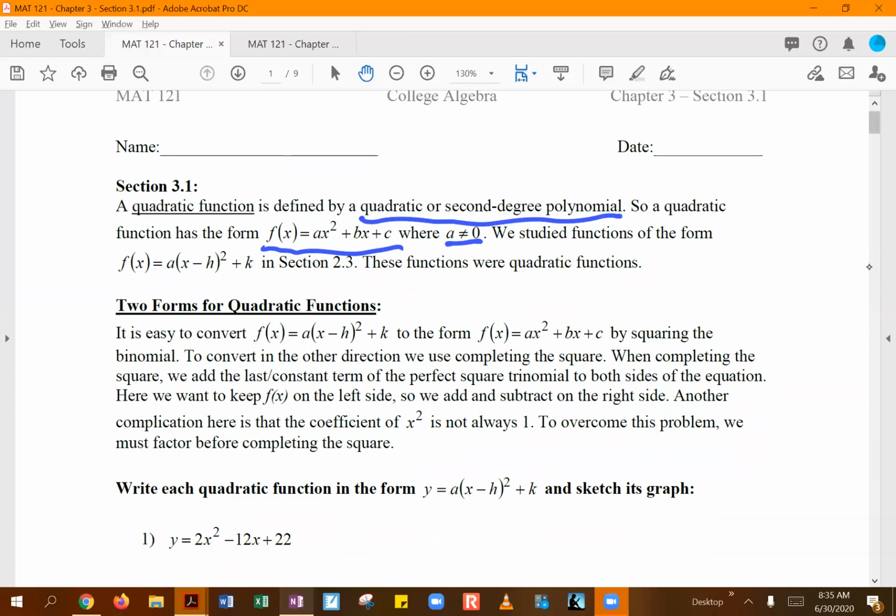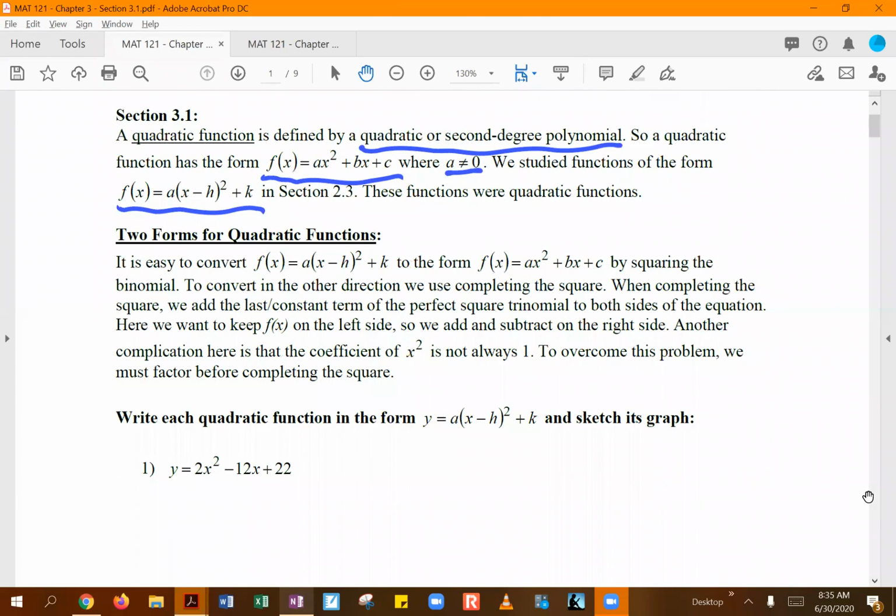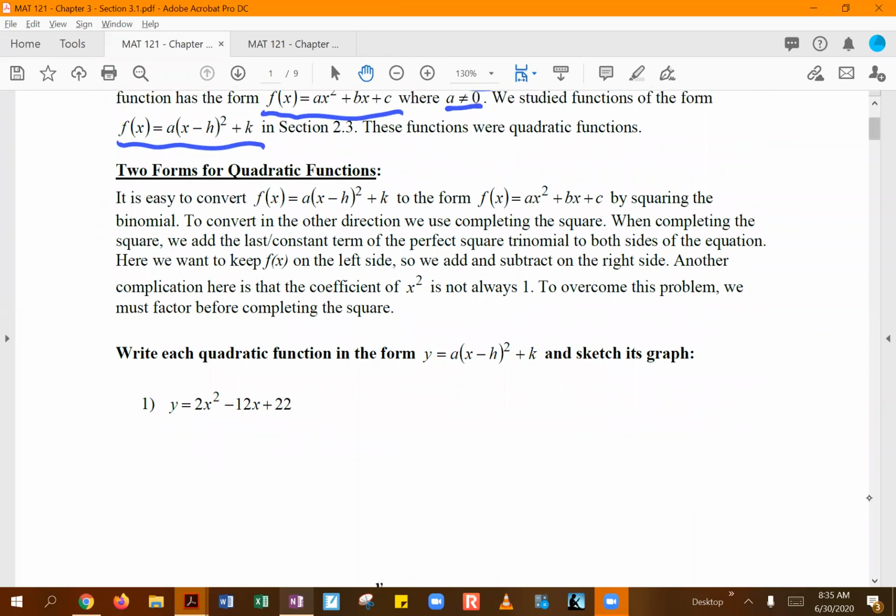Now, in section 2.2, we also looked at the quadratic function in the transformation form. So that was your f of x equals a times the quantity x minus h squared plus k. So this is what I call the transformation form. So basically what we are going to be doing as the first part here is talking about how we can go back and forth between the two forms. So they are saying it's easy to convert from our transformation form into the standard.